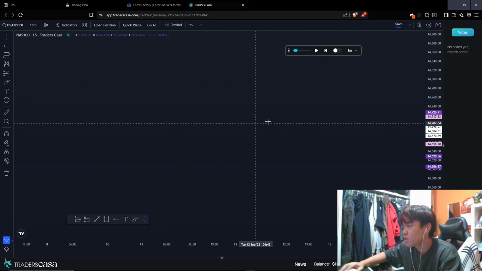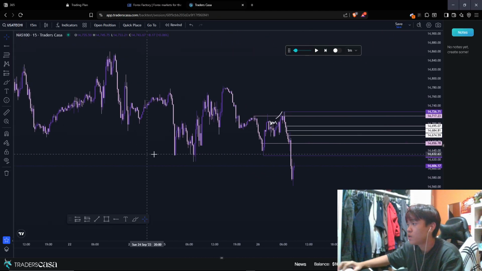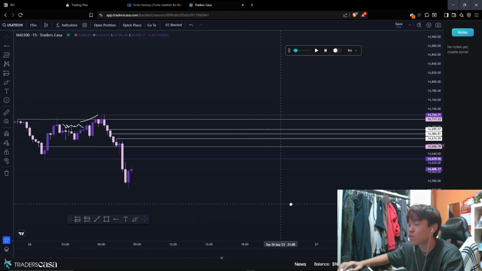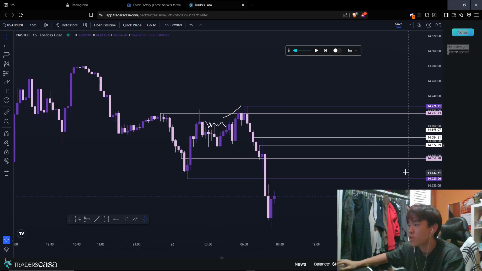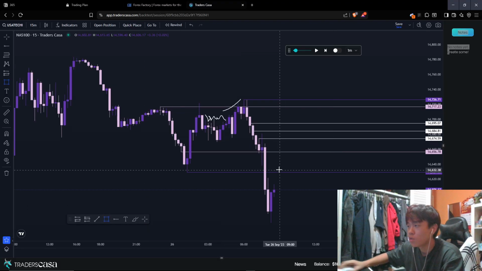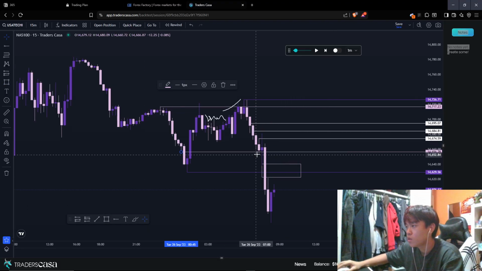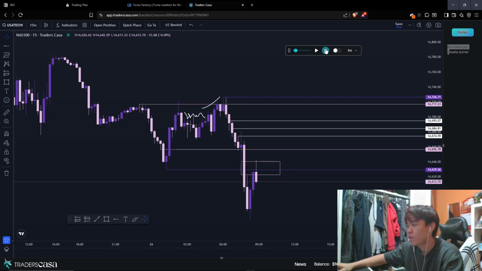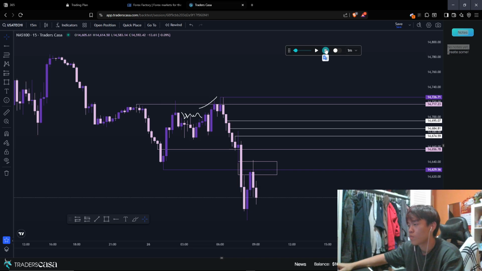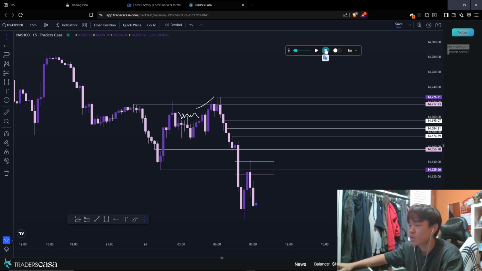I just want to see a clean CISD and breaker structure, or a clean CISD and a fair value gap. So I'd wait for this level to get taken out because we have this fair value gap right here. And if it closes right above here, that would be a terrible entry for me. However, we just look to continue down.